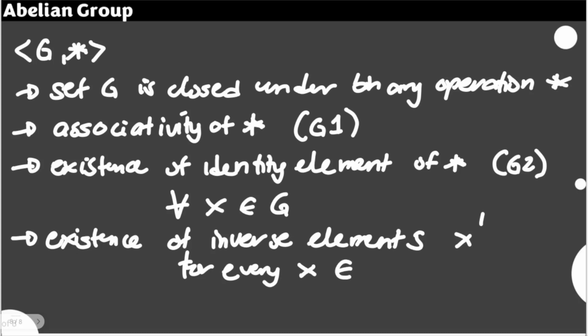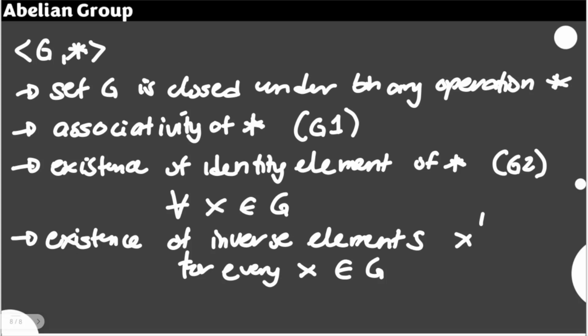So there are inverse elements x prime for every x in G. The difference between the identity element and the existence of an inverse element is that the identity element is true for all, but for the inverse, for every element there must exist an inverse element. So these are the four conditions, if you consider closure as one, for us to consider whether a set G is a group under a given operation.